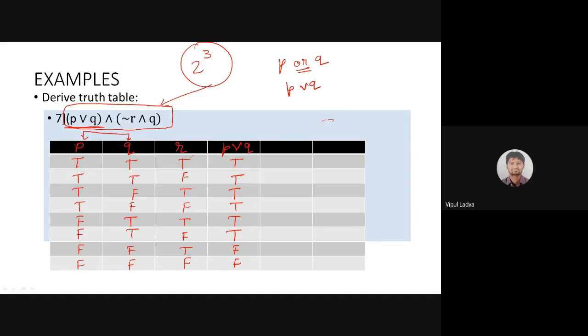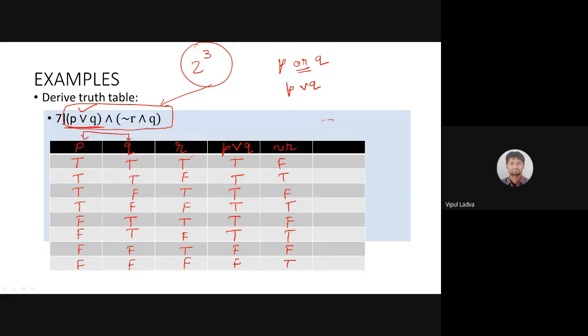Now, once we have this, let's identify the negation of R. Then we'll be looking for the conjunction of negation of R with Q. So let me go for negation of R. Negation of R will be totally opposite to the column of R. T F, it will be F T F T F T F T. This is what the negation of R is.